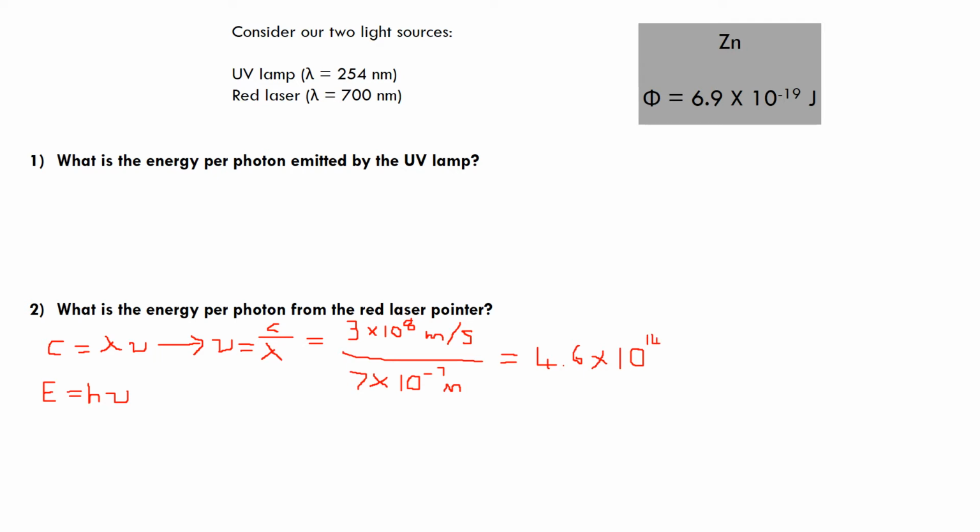So I've got frequency now, and I can now work out the energy per photon. And I'm going to do this by using the second equation that we've gone through here, E equals h nu, or E equals Planck's constant multiplied by the frequency. So here the energy per photon of my red laser source is equal to Planck's constant, which is 6.626 times 10 to the minus 34.